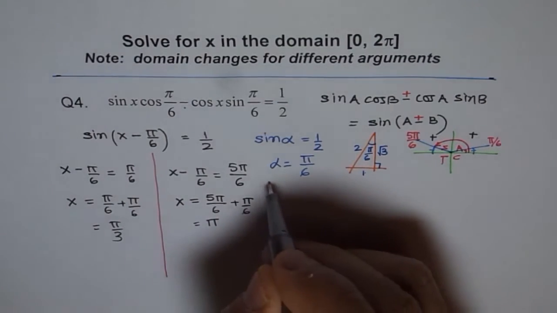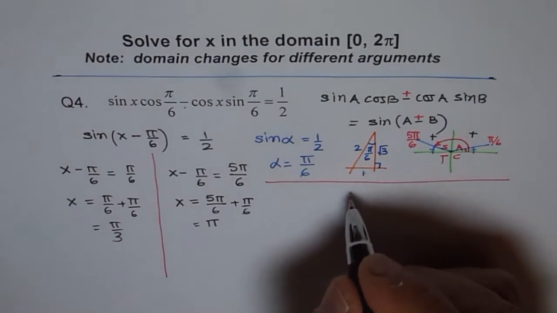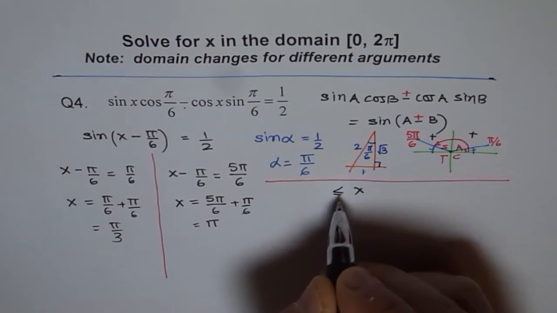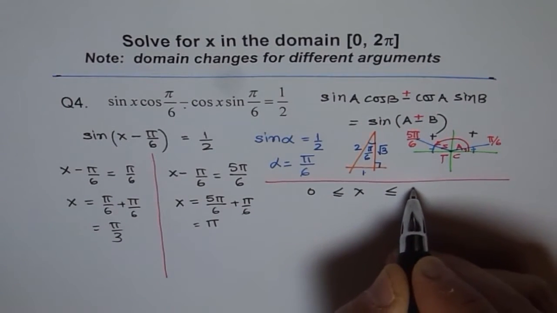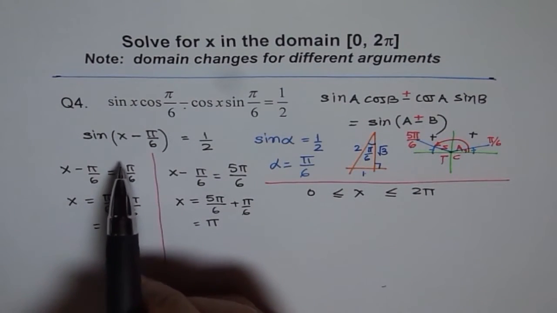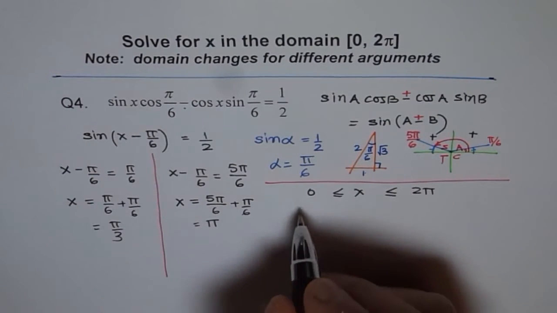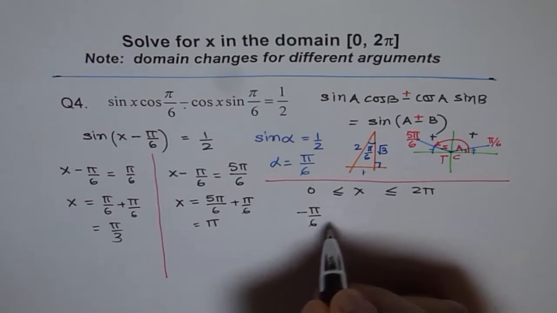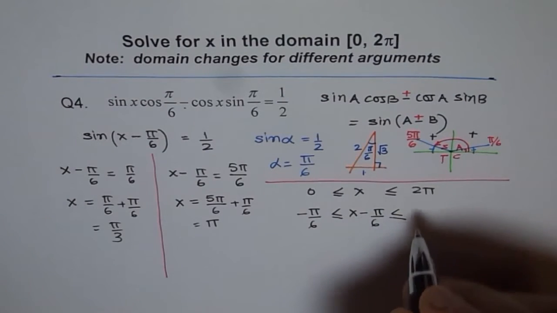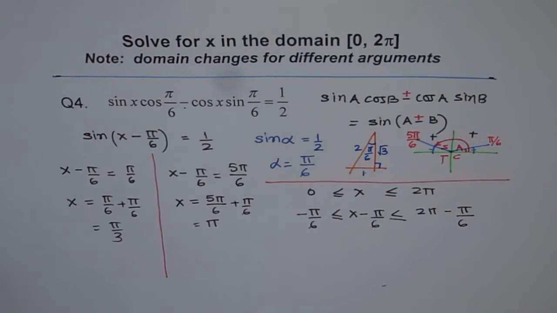The other way to check the domain is like this. The domain given to us is that x is greater than or equal to 0 but less than or equal to 2 pi. But we are looking for an argument. This is the argument, that theta angle, x minus pi by 6, not x. So when you subtract pi by 6 everywhere, you get minus pi by 6 is less than or equal to x minus pi by 6, which is less than or equal to 2 pi minus pi by 6. Do you see that? So this is what you get.